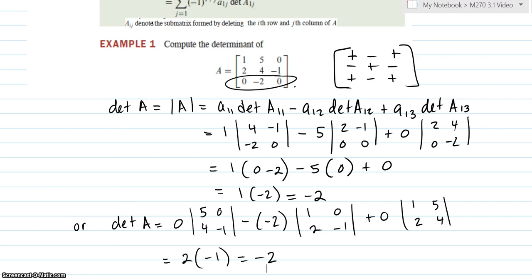So I think I'm going to end here with my first video. You can continue with the second video to see the theorem that shows that you can do any row. And by the way, you could do any column too. So stay tuned.